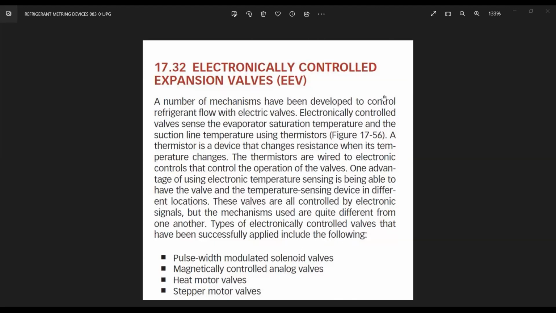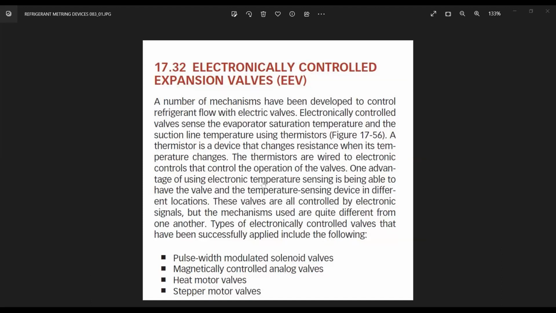A number of mechanisms are developed to control the refrigerant flow using electric valves. Electronic controlled valves sense the evaporator saturation temperature and its suction line temperature using thermistors. Basically, a thermistor is an RTD. A thermistor device changes resistance when the temperature changes. Thermistors are wired to an electronic control that controls the operation of the valves.